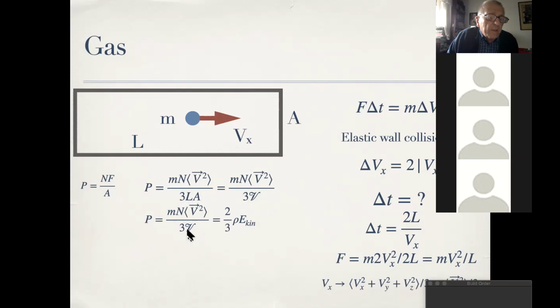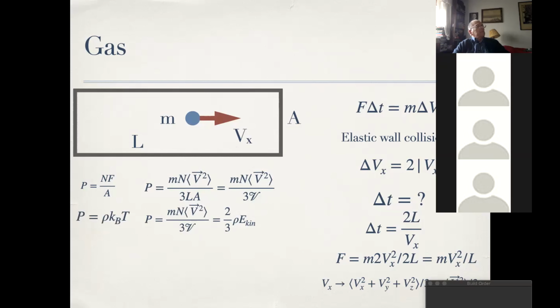mnv square over 3V, and since the mass times the velocity square divided by 2 is the mean kinetic energy, the pressure in that model of a gas is 2/3 of the density, since N divided by volume is the density, times kinetic energy. So the assumption that the gas consists of particles which move and collide with the wall provides something which we were discussing at the beginning of the chapter on liquids under the name of equation of state. We have a relation between the pressure and the kinetic energy.